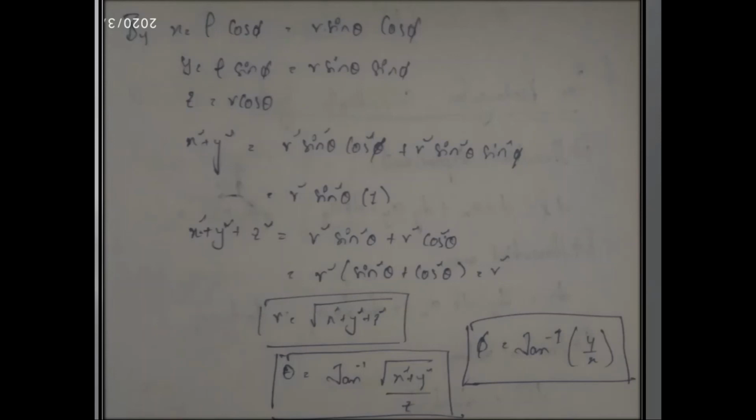And if we add z square to it, r square sin square θ plus r square cos square θ is equal to r square times sin square θ plus cos square θ, which is equal to r square, as sin square θ plus cos square θ is equal to 1. So we get r is equal to root over x square plus y square plus z square, and similarly θ is tan inverse of root over x square plus y square by z, and φ is tan inverse of y by x.